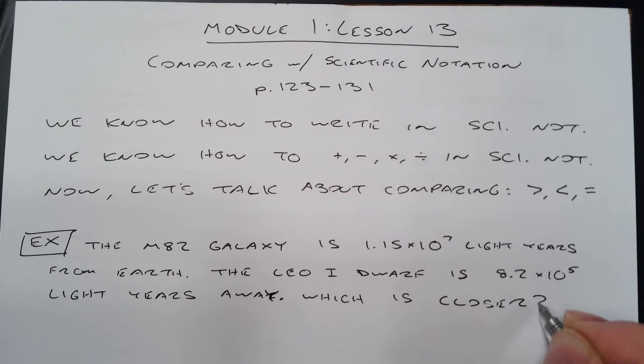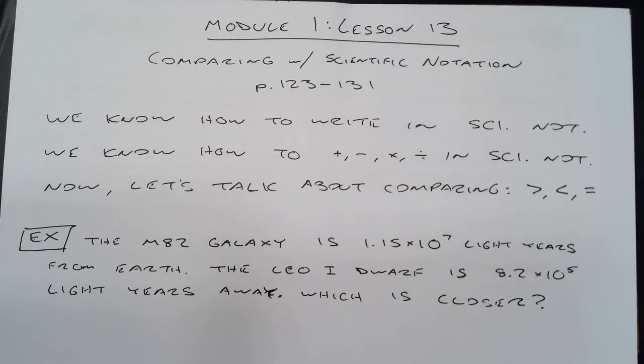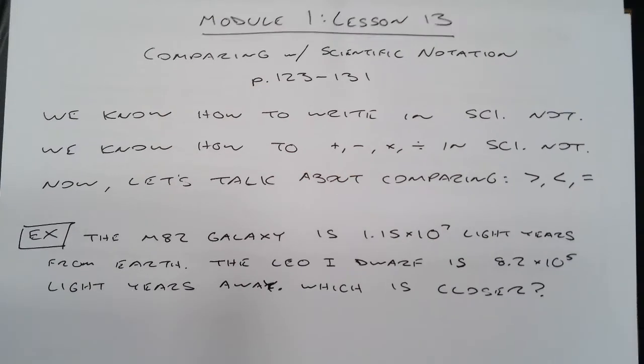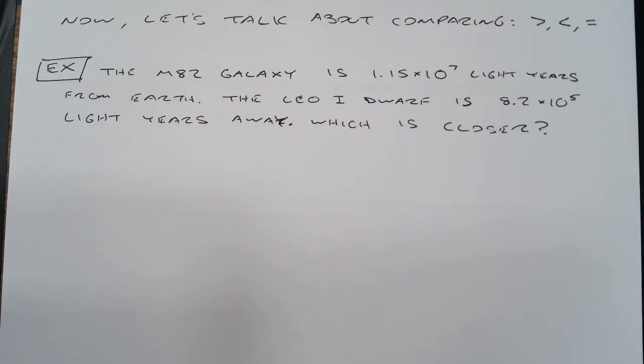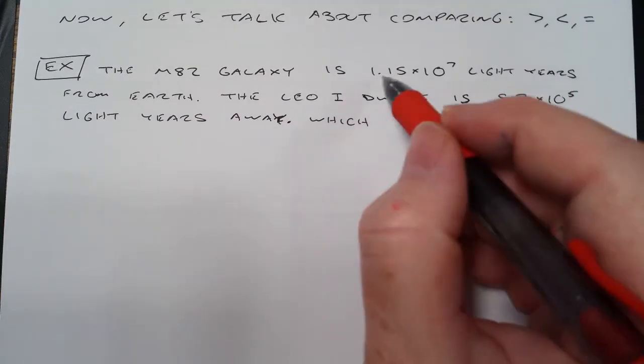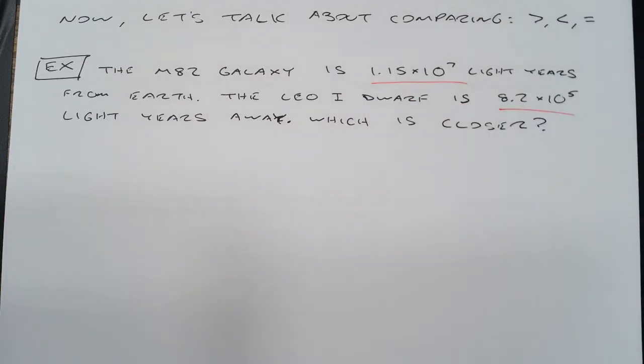Like if you want to take a trip to one, which one should you aim for first so you don't have to go back? If you're going to visit both of them, you don't want to go to the farthest one first. You want to go to the closest one first, then the farthest one. Just makes sense. So let's write down what we know. Let's just write down our facts because we need to compare these and see which one is closer. In other words, which of these is smaller?